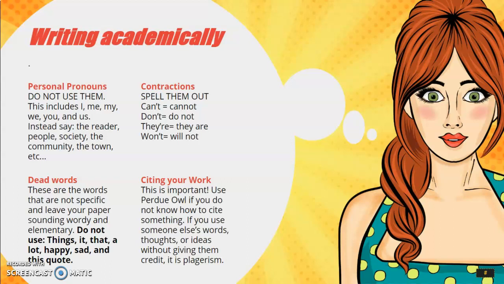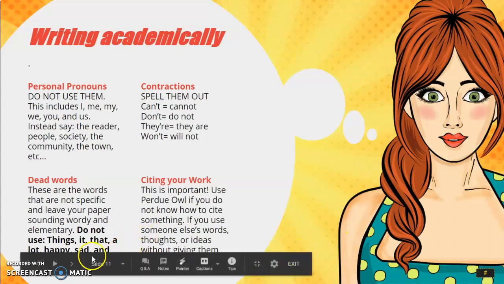Finally, citing your work. This is really important. Use Purdue OWL if you don't know how to cite something. If you use someone else's words, thoughts, or ideas without giving them credit, it is plagiarism. So you need to have a work cited if you are citing something from outside of your own work.